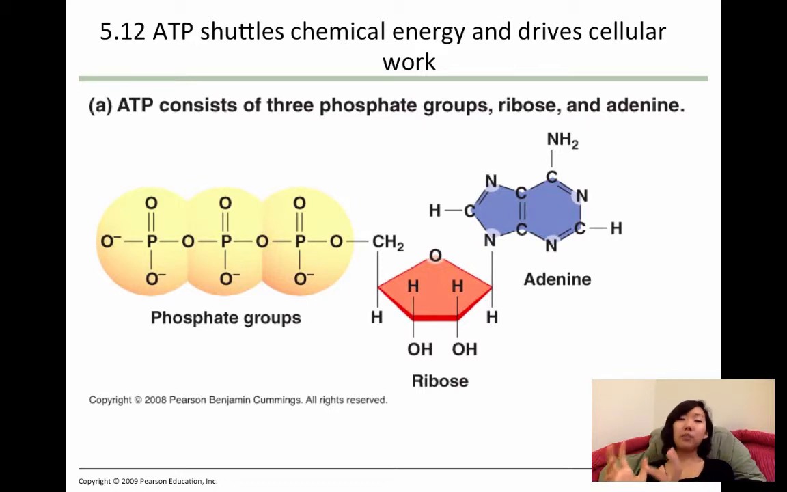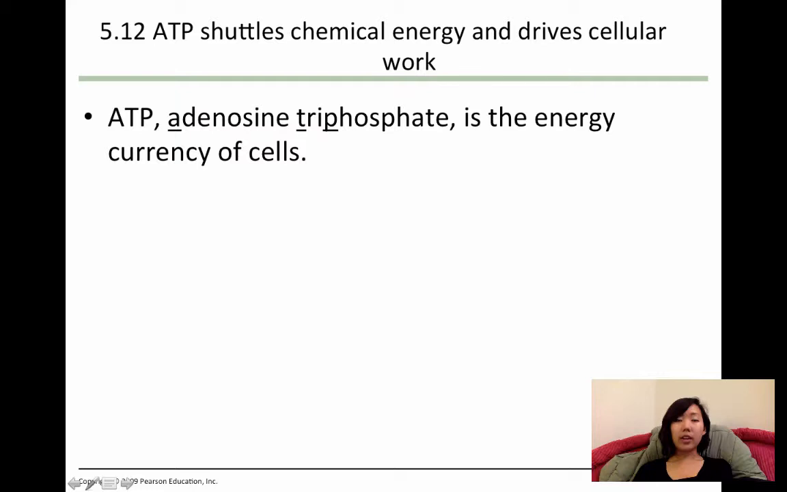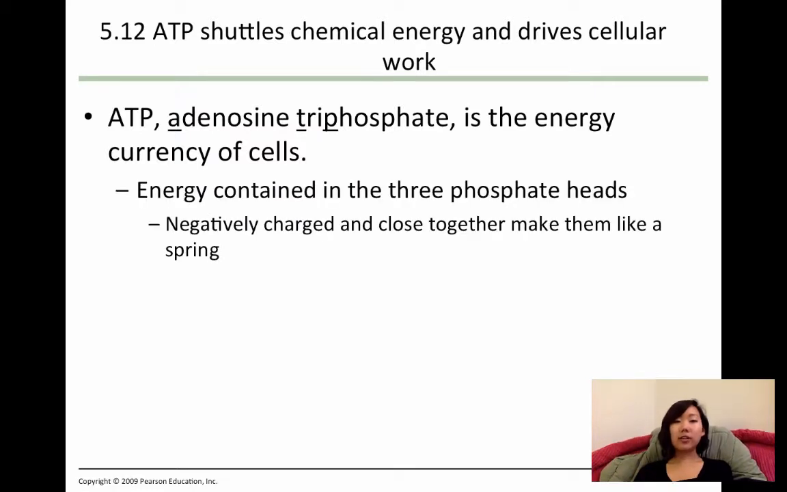Okay, so the major molecule that we're going to be using to generate energy is ATP, which stands for adenosine triphosphate. And you can see that the major parts are there. There are 3 phosphate groups, a ribose sugar, and an adenine group. This is the energy currency of your cells.